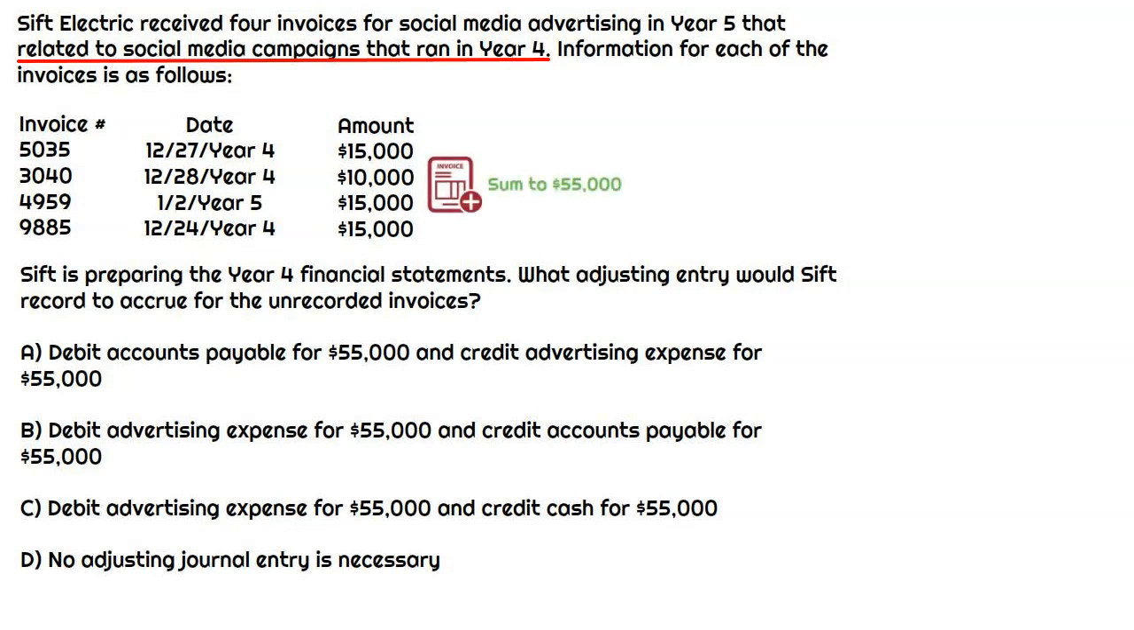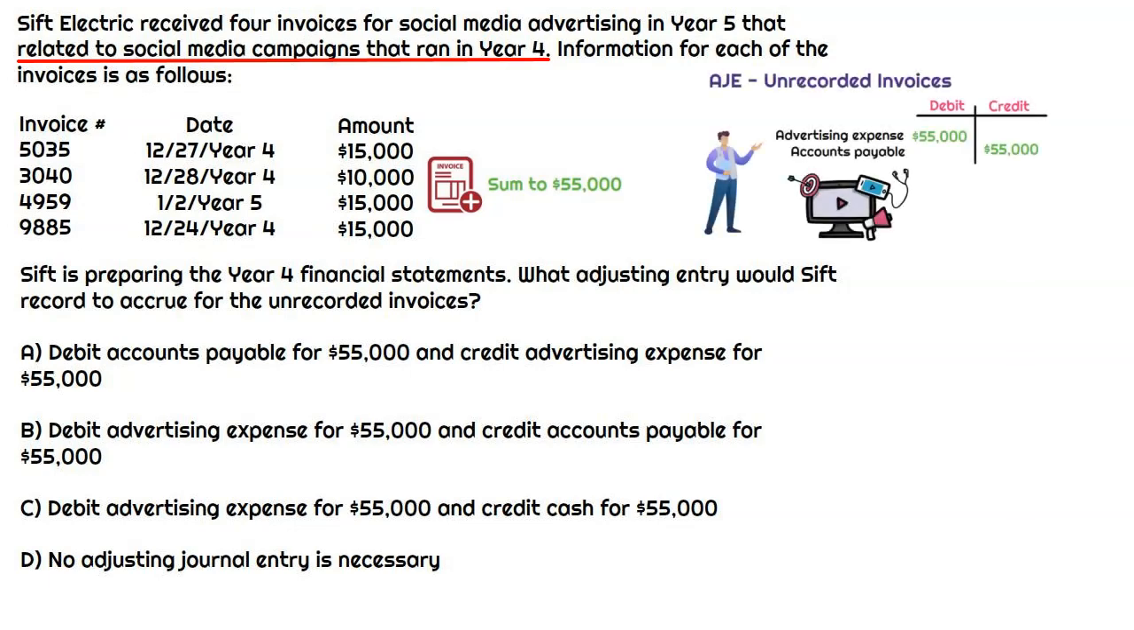So the 4 invoices total to $55,000 of expense. And what we need to do is first figure out, okay, how do we record that expense? Well, it's a debit to advertising expense for $55,000. Now, since these invoices were unrecorded, they obviously weren't paid yet. And so as of 12/31 year 4, they also need to record the liability for those invoices, which hopefully they pay in year 5, right?